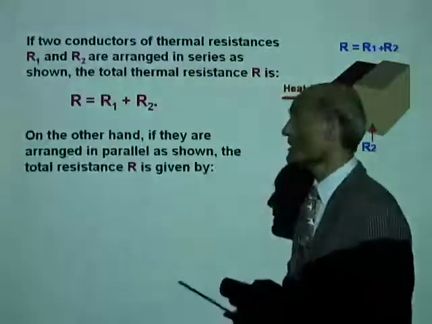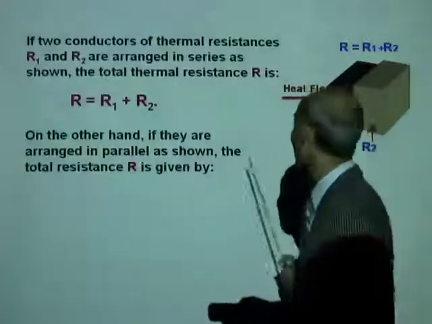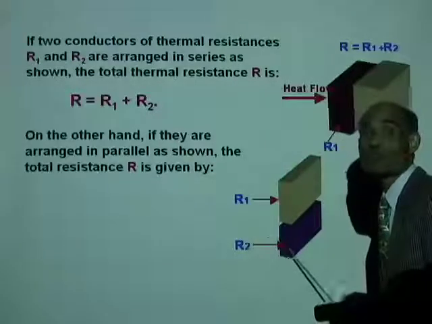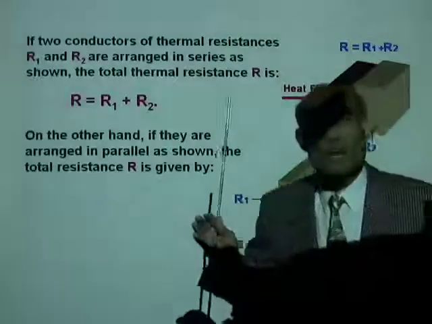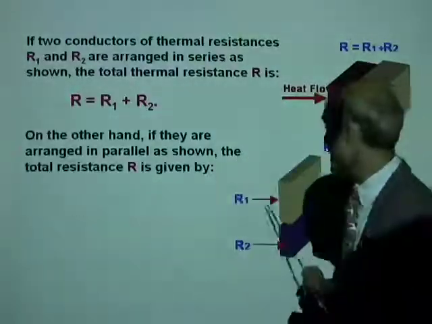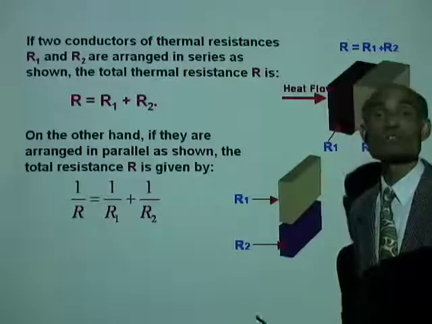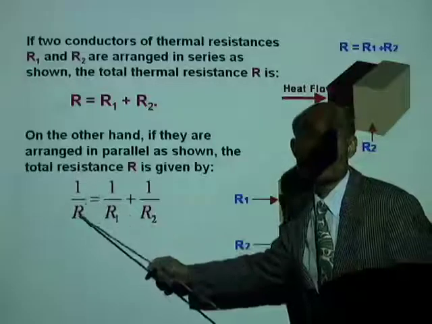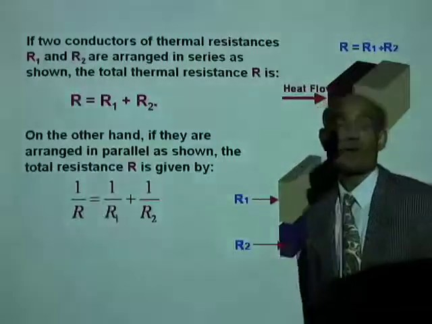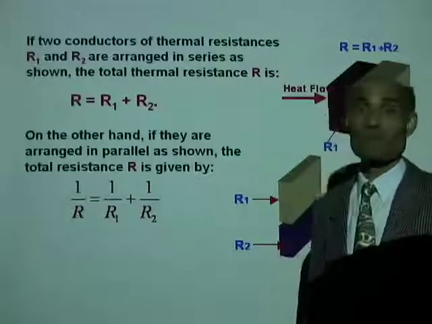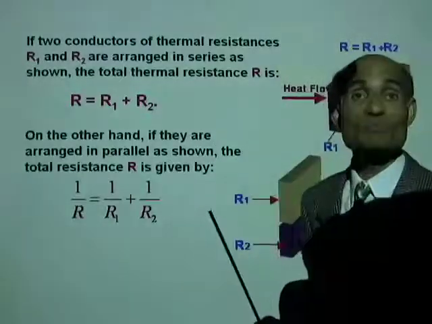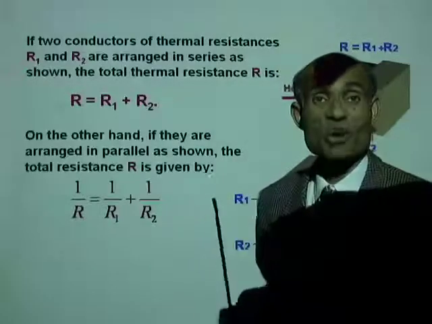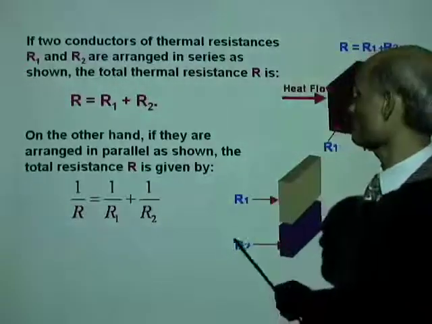On the other hand, if they are arranged in parallel like this, that means heat can pass through either the first one or the second one. That means you are reducing the thermal resistance. A parallel arrangement will reduce the thermal resistance. If the total resistance is R, then 1 over R equals 1 over R1 plus 1 over R2. We will see the same kind of arrangement of resistors in electricity. Well, we will look at that shortly, maybe a few weeks from now.